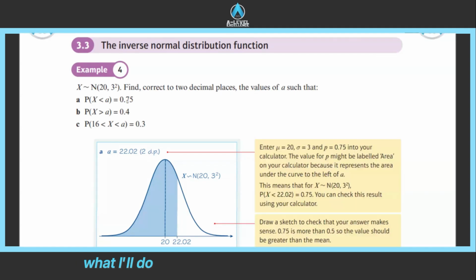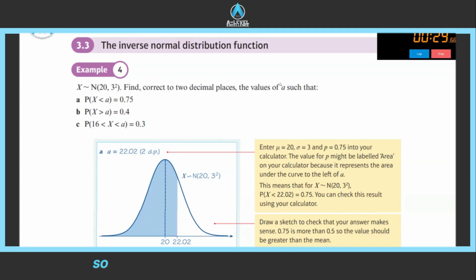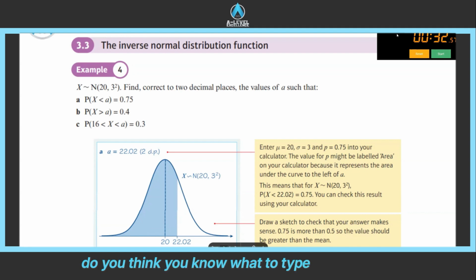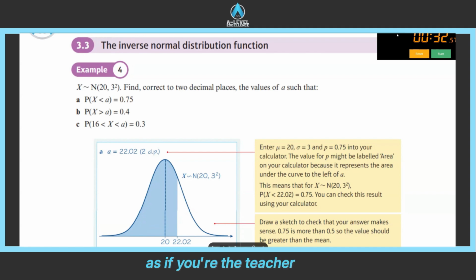And in fact, I'll just give 30 seconds to see if you can do this on your own without me saying anything. See if you can go on your calculator and get this answer. So the answer to part A is 22.02. Have you actually had a go at part A, the first one? Yeah. Do you think you know what to type in to get that? Yeah, I think so. All right, smashing. I'm going to copy it down exactly what you say now. Can you just tell me what to do as if you're the teacher?